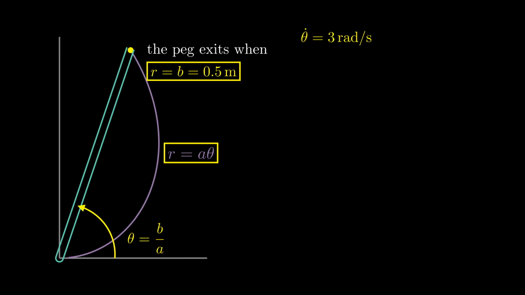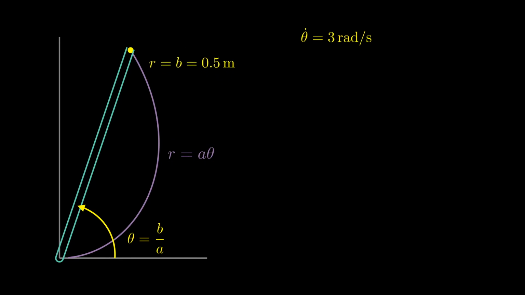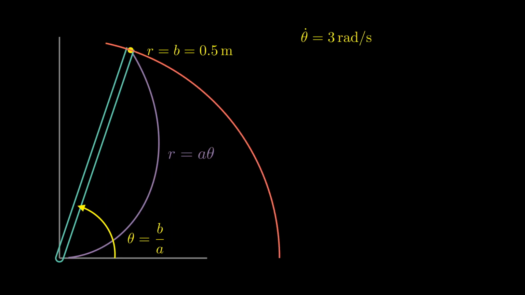In this problem, it's helpful to use cylindrical coordinates. That means that instead of horizontal and vertical components, we use radial and angular components. The radial component is the direction outward from the origin, and the angular component is the direction rotating around the origin.